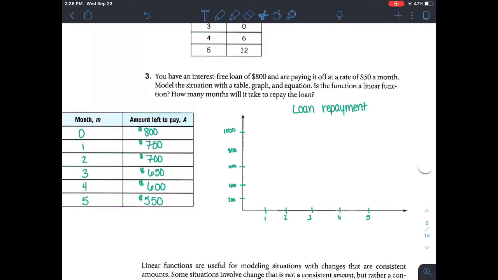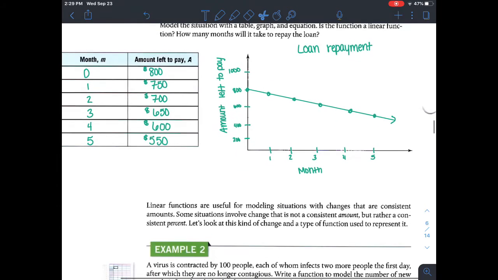Okay? So I scaled my graph's x-axis just by ones, 1, 2, 3, 4, 5. And then my y-axis, I scaled by 200s, just so I could fit everything in. I plotted my points, connected them with a line, and then I labeled my axes. Month was represented as x. Amount left to pay is represented as y. So then I need to make my equation.